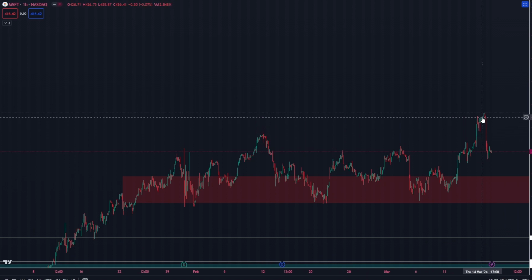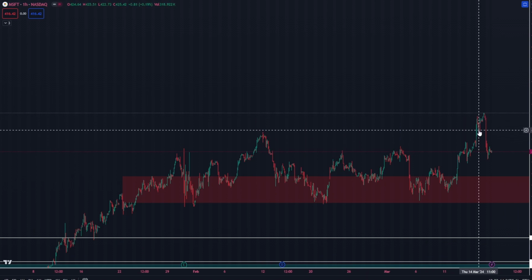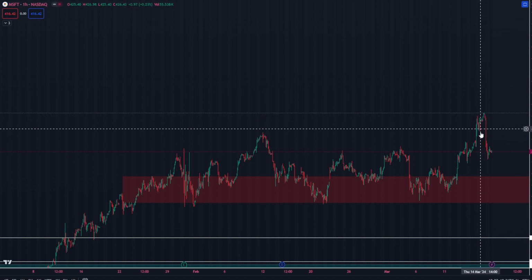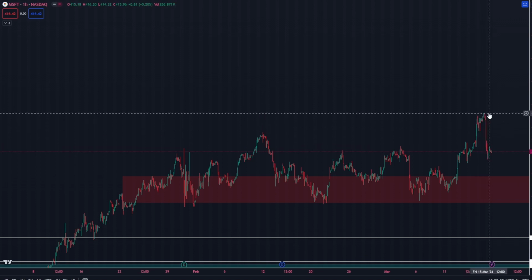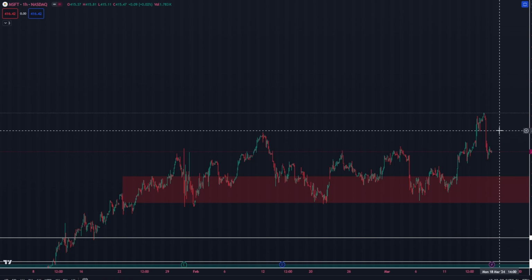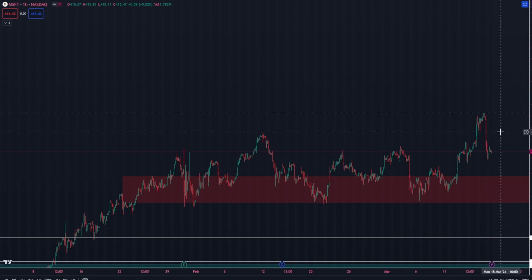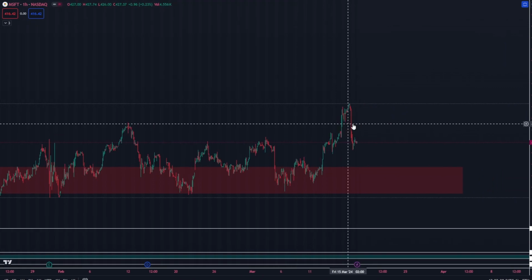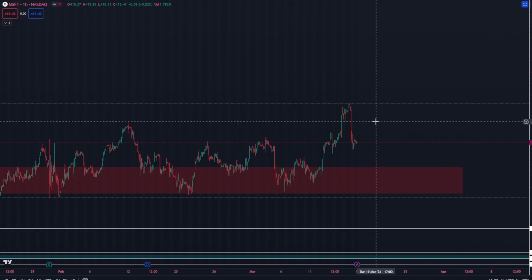Then we had some support, quote unquote support. It didn't really hold as it was retested. But breaking up from this level, we ended up seeing a 6-7 point move to the upside. Breaking below this level, however, right here was a 10-point move to the downside. So this level right here, 422.31, is definitely going to be a big point of contention for us moving forward. Again, if we end up closing above that, we close above 423.